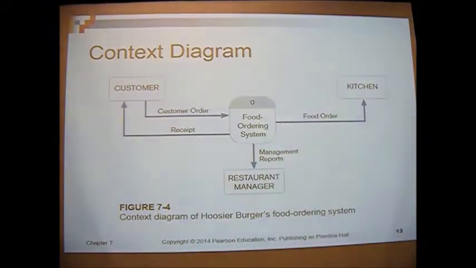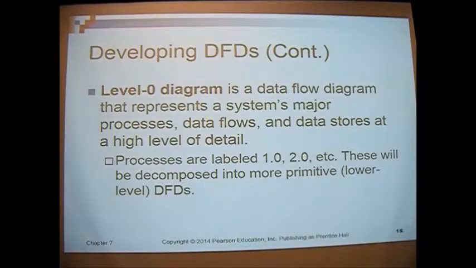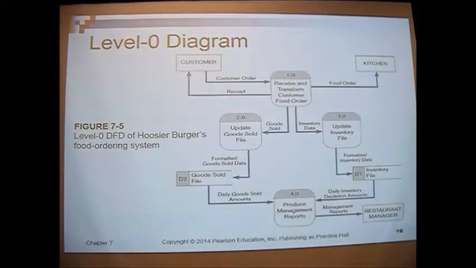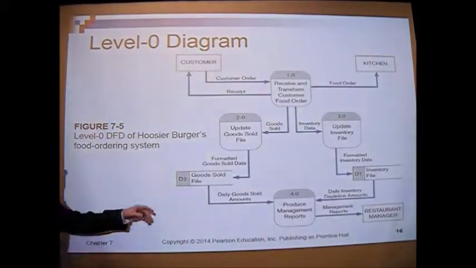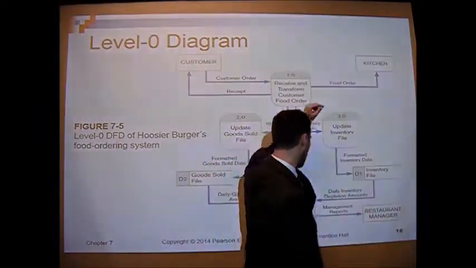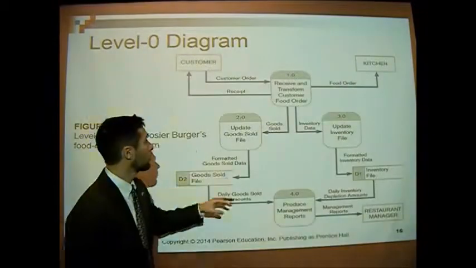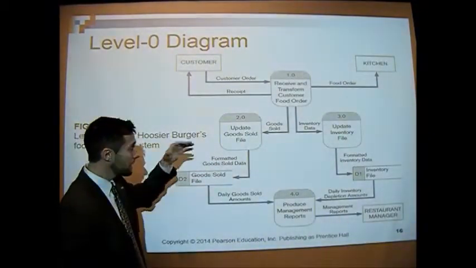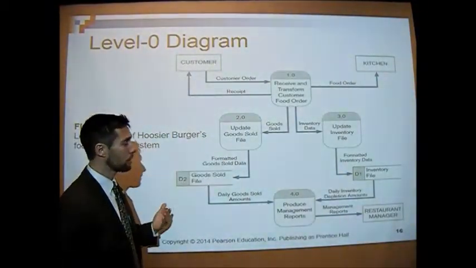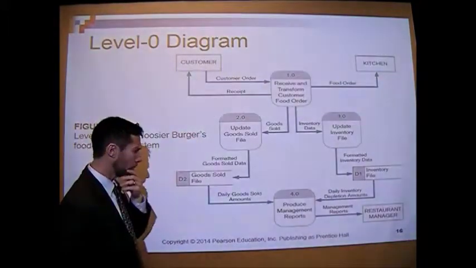Kitchen receives a food order, that's it. And the manager receives reports, that's it. So even though there's a lot going on here, same thing happens. Kitchen gets a food order, manager gets management reports. So there's more detail going on in the system than what originally appeared, but you get the same stuff going on.